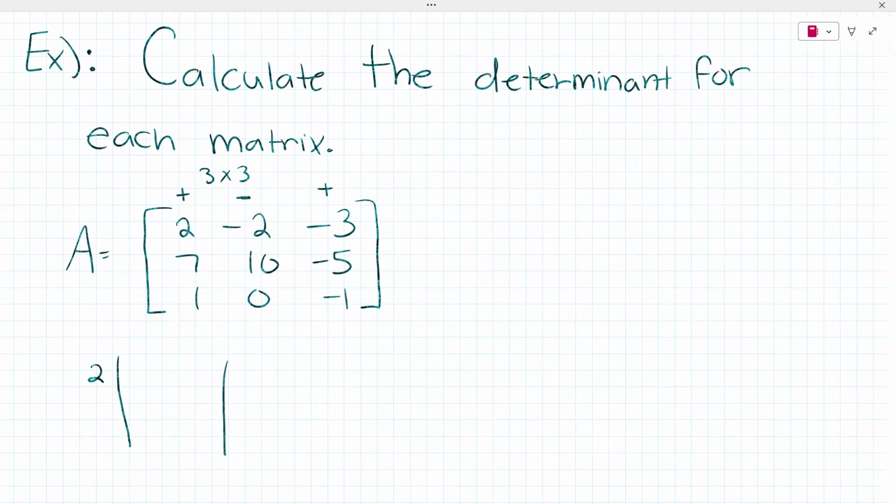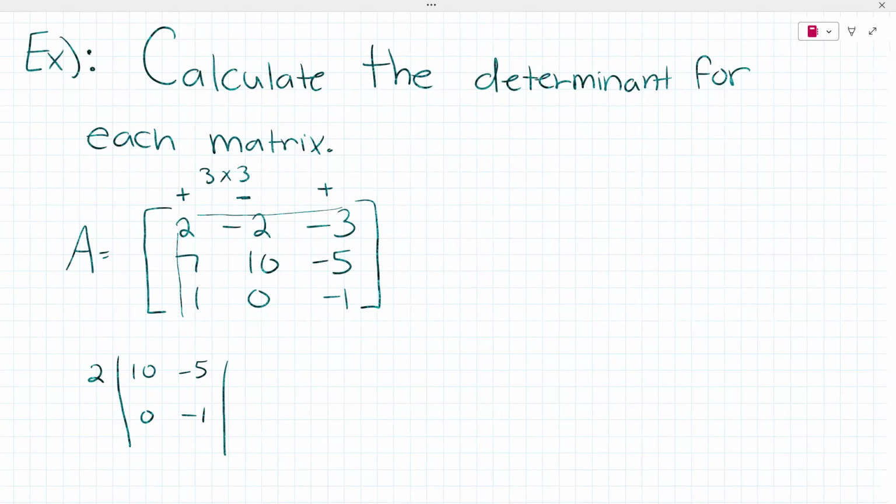Visually, if you have to, use your fingers to eliminate the row and eliminate the column. So eliminate this row and then this column. Now you're left with 10, 0, -5, and -1.